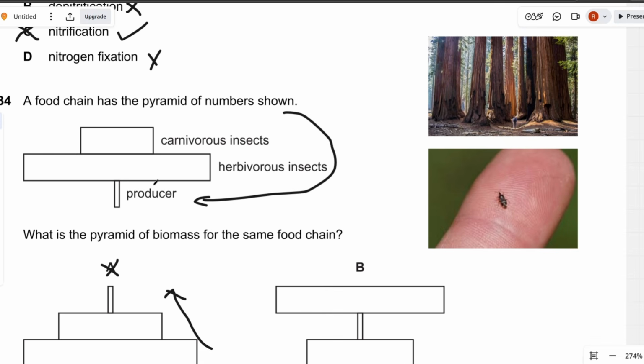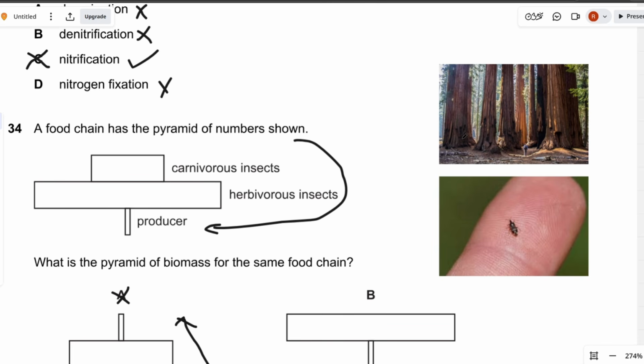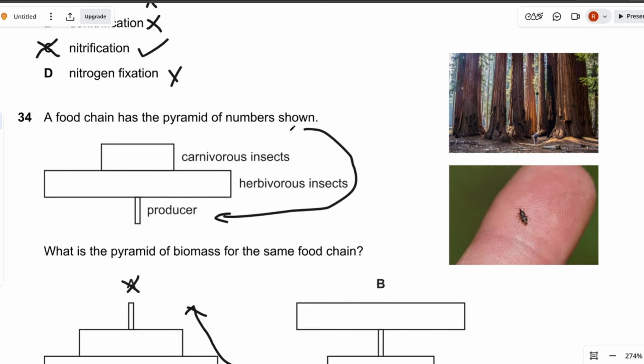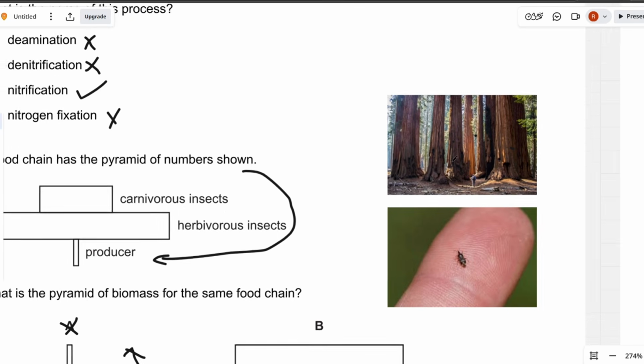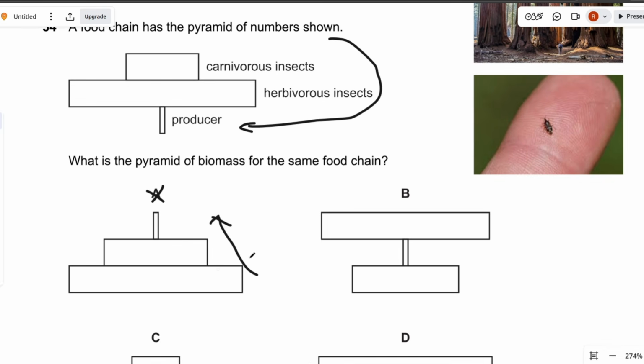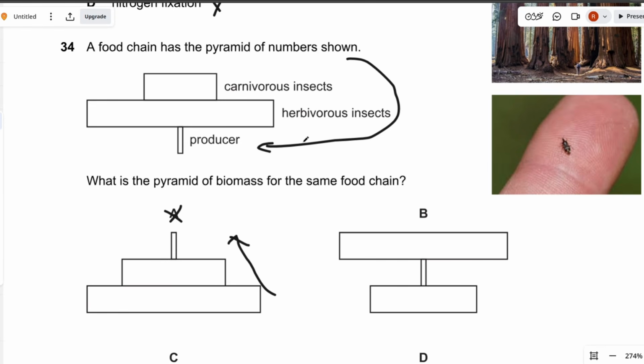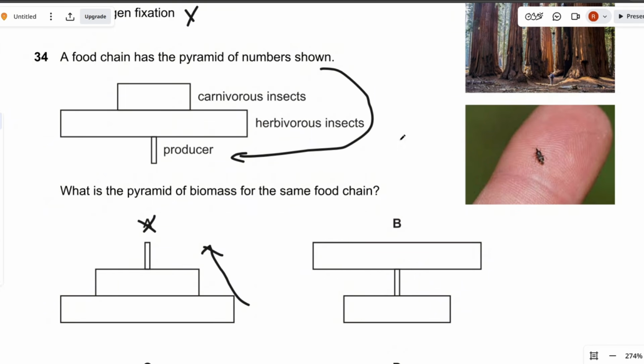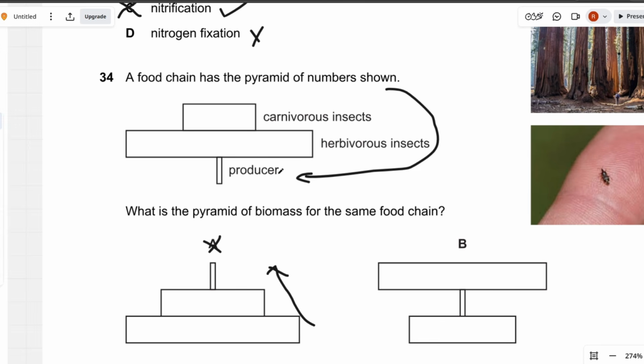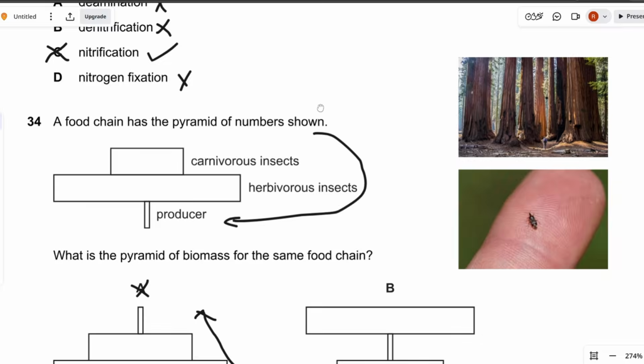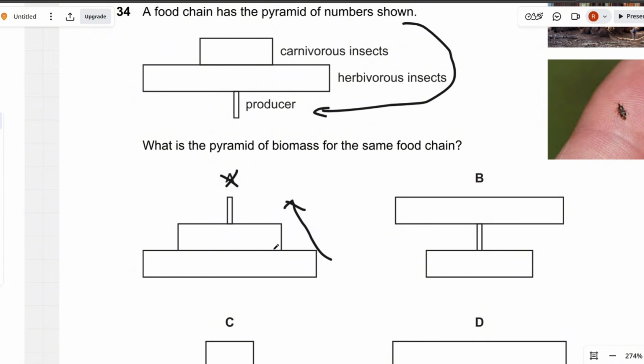The number of producers is usually small. For example, you can have just 1, 2, 3, 4, 5, 6 trees, and these would be the producers, and their number is small. But since they are very, very large trees, they take up a very large portion of the biomass pyramid. And the thing about this is, because the herbivorous insects are very small and they're found in very large amounts, in the pyramid of numbers, you'll see them actually more than the producers. But since the producers are much larger and they contain more organic matter, they are actually much larger in the biomass pyramid.